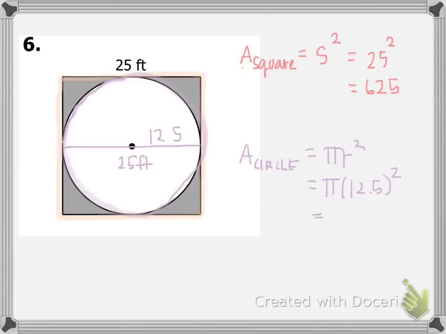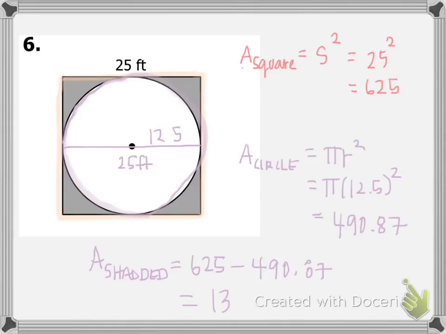So is that 490.87? So now if I was to subtract these two, then it's going to leave me with the difference of what's in the shaded region. So the area of the shaded will be the square minus the circle. So 625 minus 490.87. So is that 134.13? And we're in feet squared.